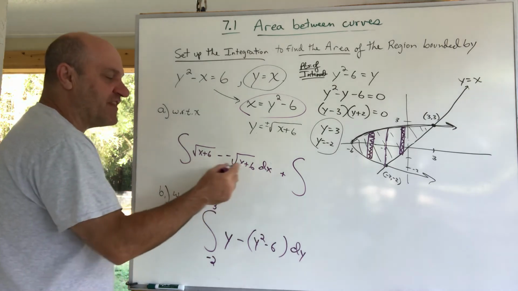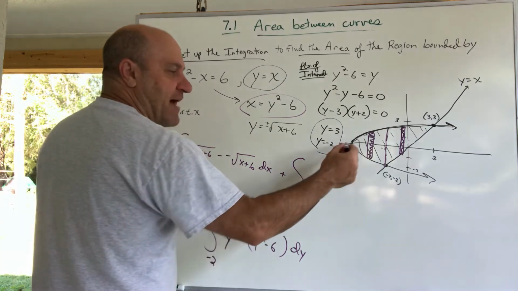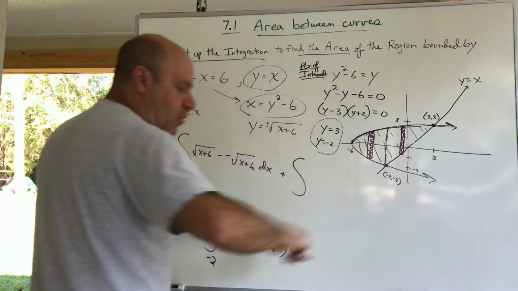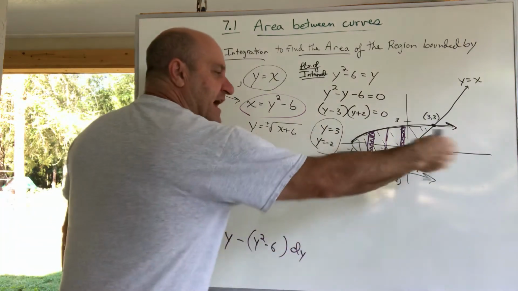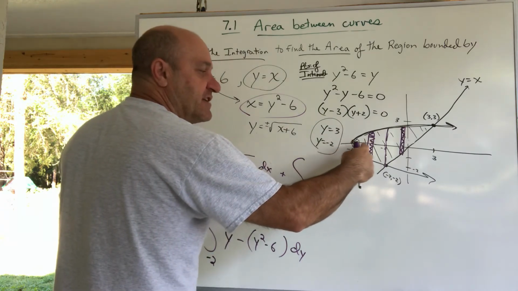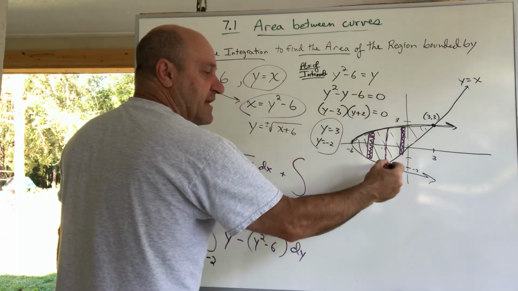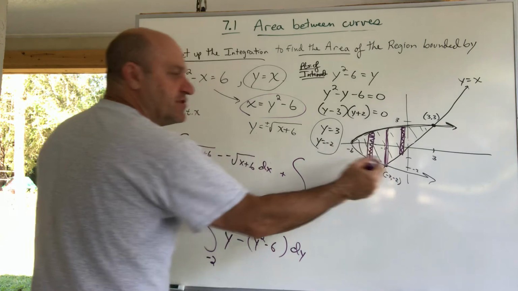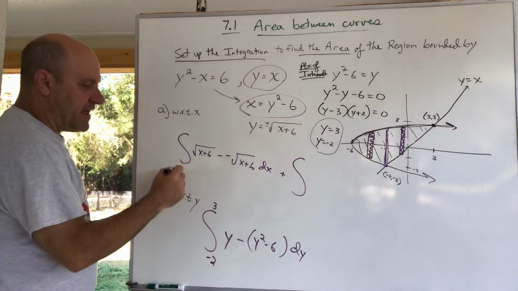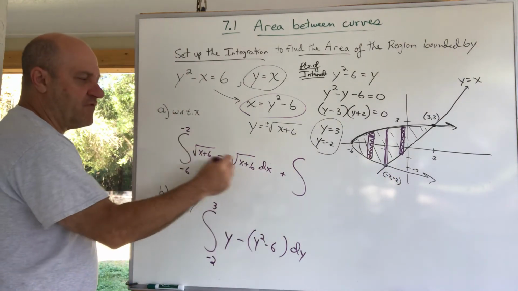What are the bounds for that part of the region? The bounds are x bounds this time instead of y bounds like they were before. X bounds, which are -6 to -2, I think we decided. That's where I'm going to change and do my second integral. From -6 to -2 for that first integral.